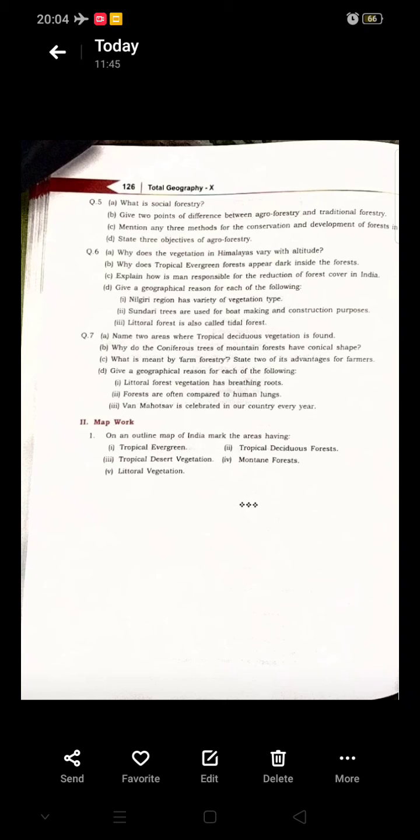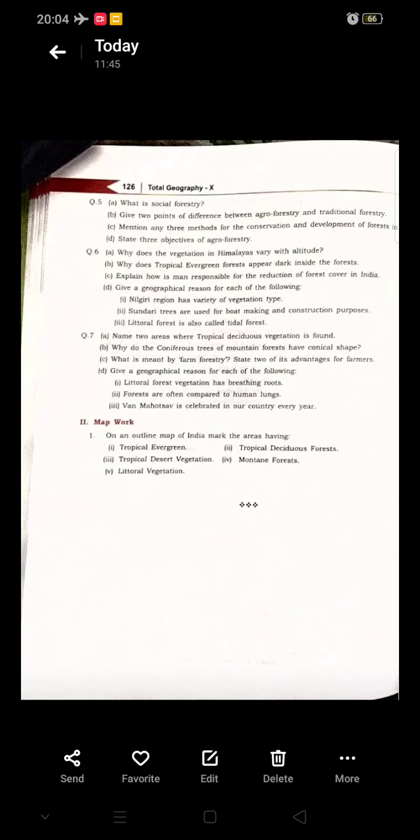Then Van Mahotsav is celebrated in our country. The third one, Van Mahotsav is celebrated in our country every year. Why? Because, children please note down, it is a plantation festival during the month of July. The rains create a favorable environment for the plants to survive in the soil and thus enhance the forest cover. As such, it is celebrated every year in our country.